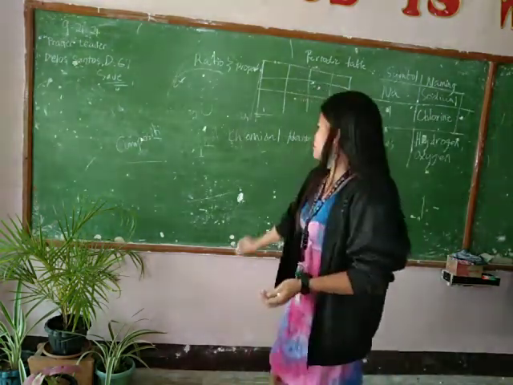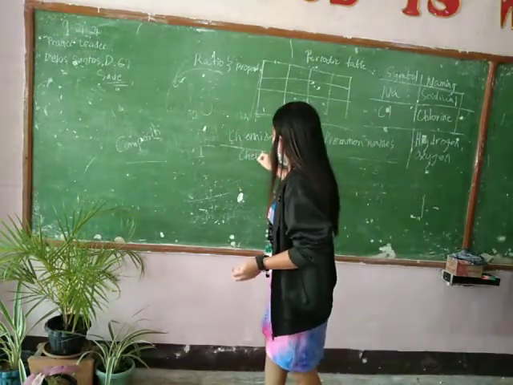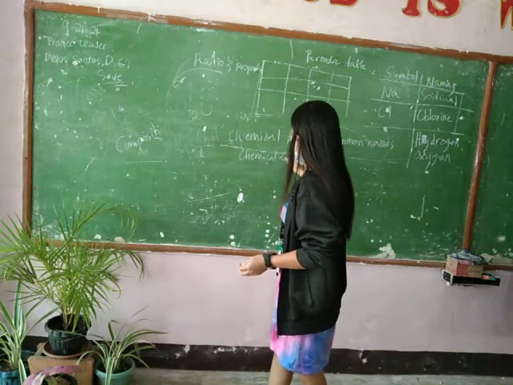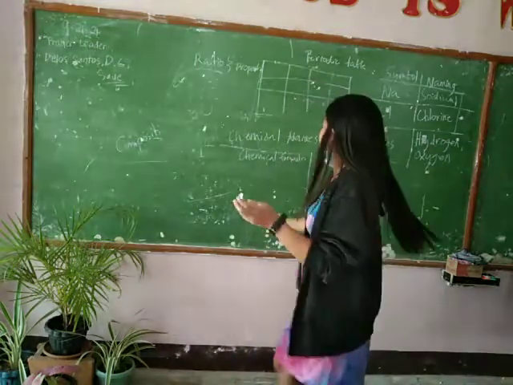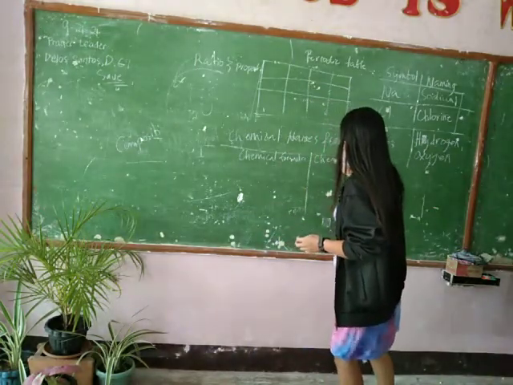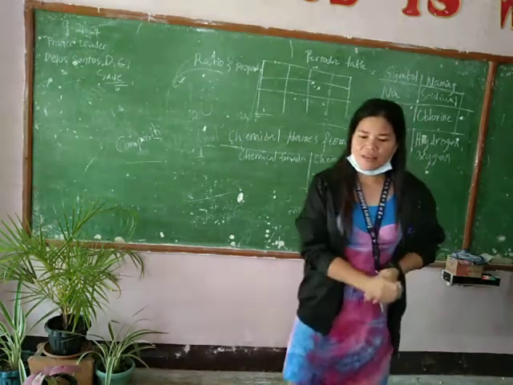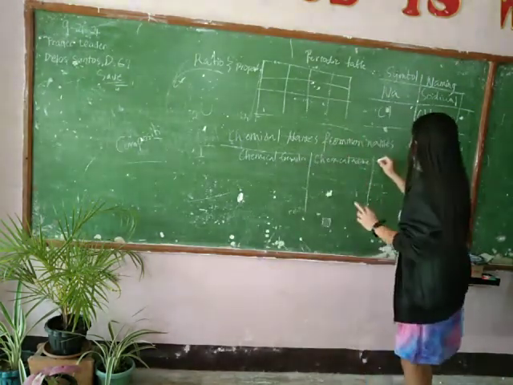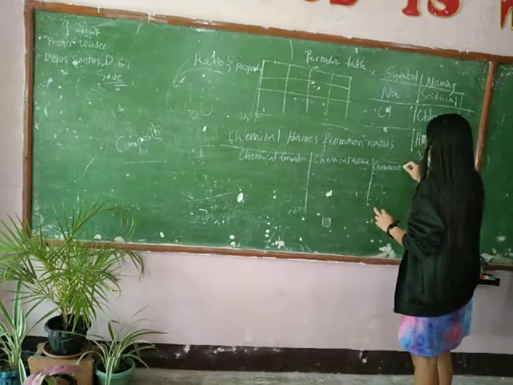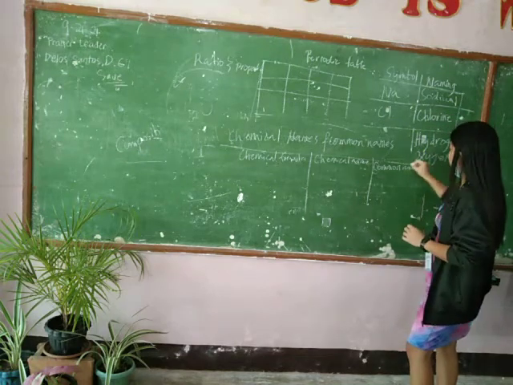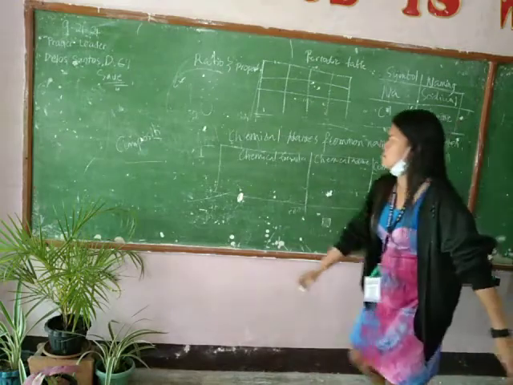So, the chemical names and the common names. Example, chemical formula. Then the chemical names. And then the common name. When we say common, it means the common name.